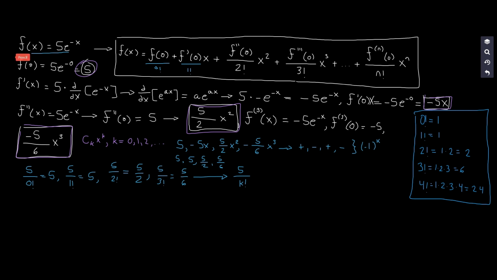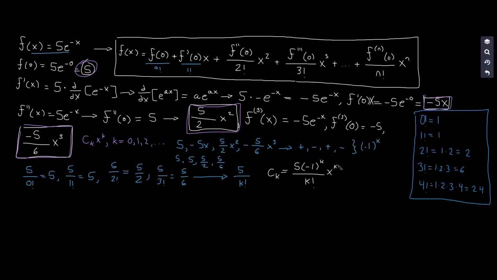And so if I grab our c sub k here, that means that we're going to have 5 times negative 1 raised to the power of k over k factorial. And then we'll put back that x raised to the power of k.